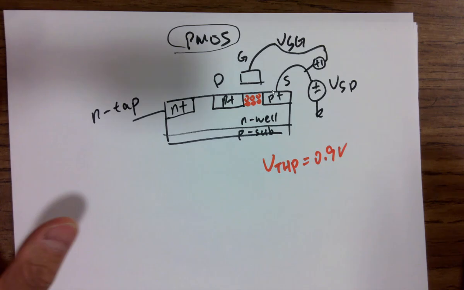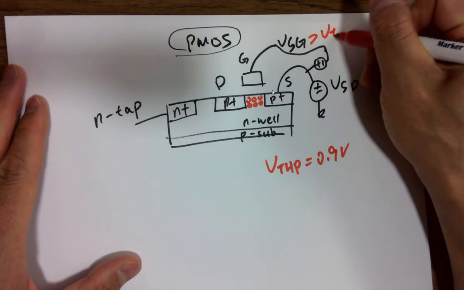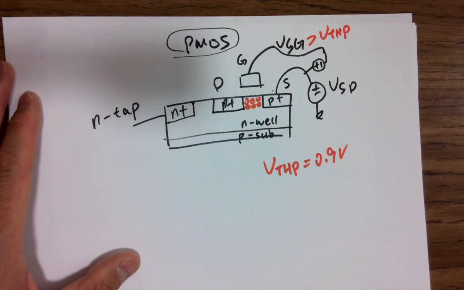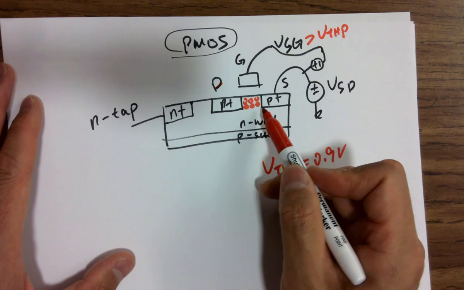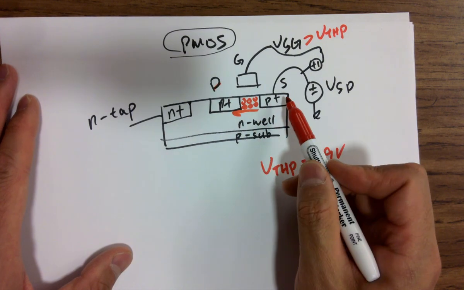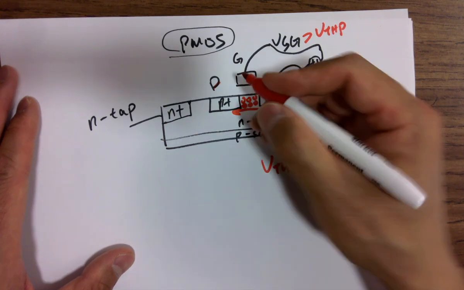For all the rest, it's pretty much the same. You apply a voltage here which is larger than VTHP, then you turn it on and form a channel of holes, and then you give a pressure from source to drain. It starts flowing current in that way. Actually the electrons are going the opposite way, but you consider the holes moving to the left. So this is called ISD.